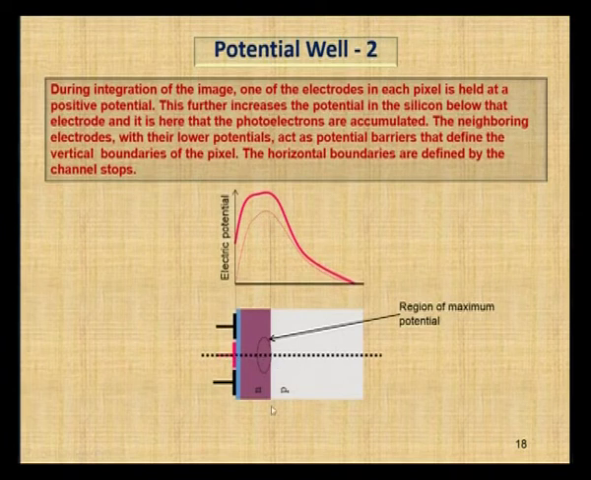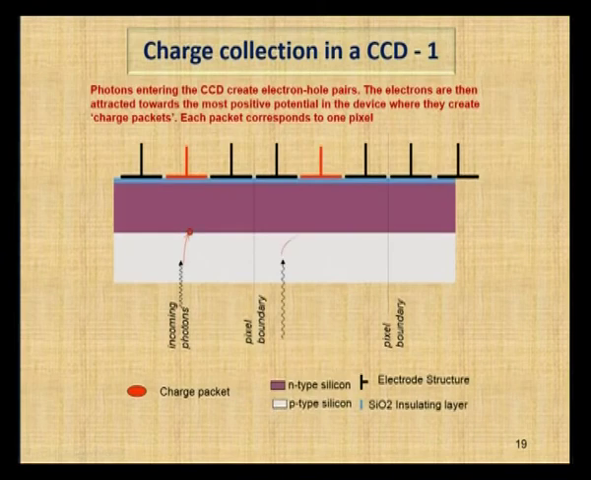If you look here, this is a top view. The vertical line indicates the pixel boundary and the horizontal line indicates a channel stop. This is where the channel is going to stop. This is what we call the potential well, formed due to diffusion, and it is maximum in this region. This line indicates the boundary of a pixel and this line indicates the boundary of the channel.